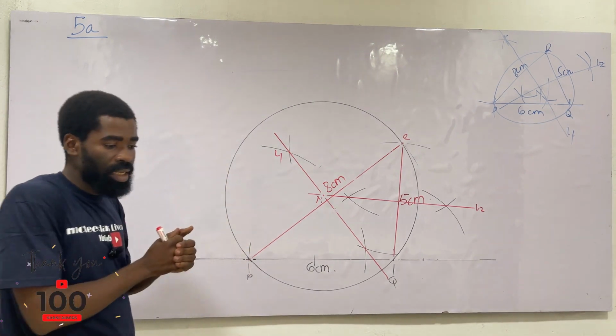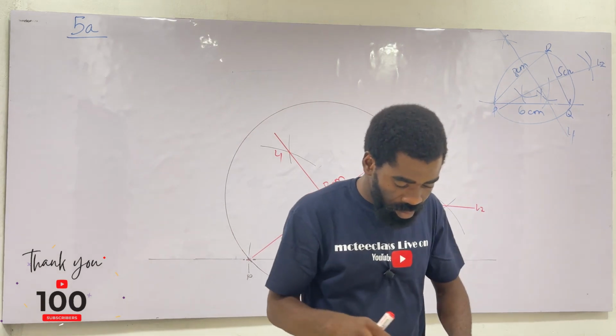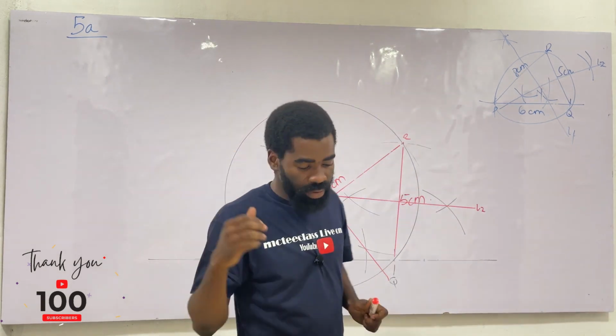So we have this nicely drawn. So we are done with the A part of the question. Let's go to the B part.